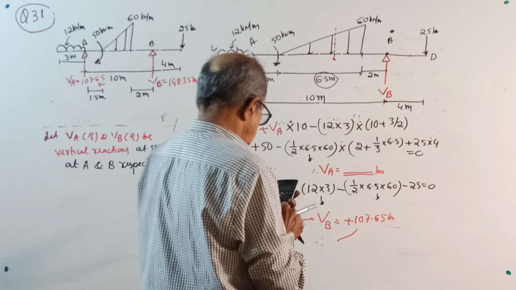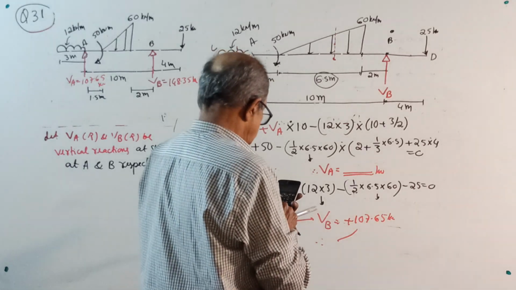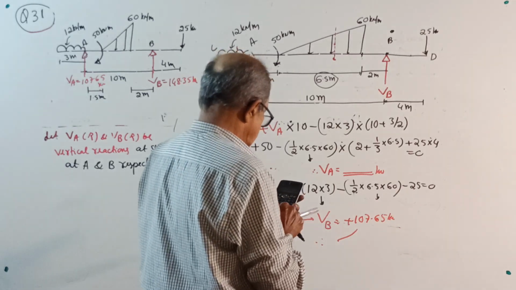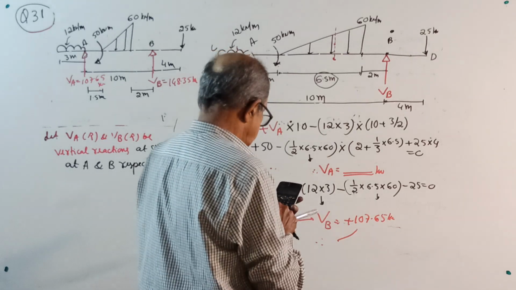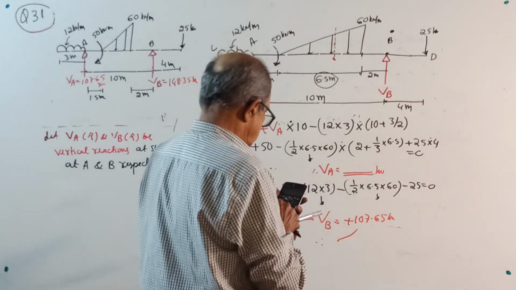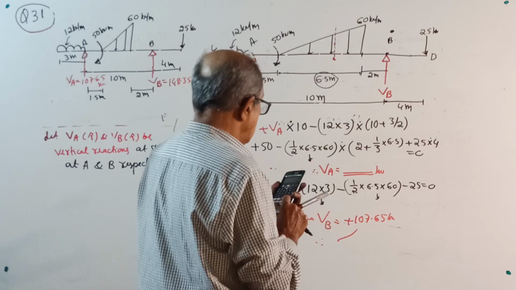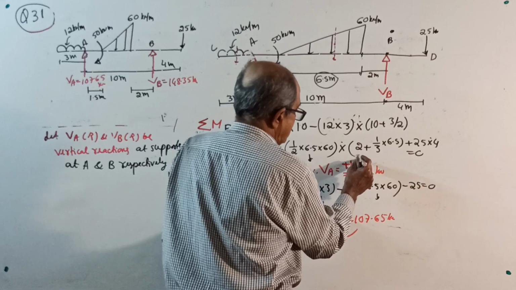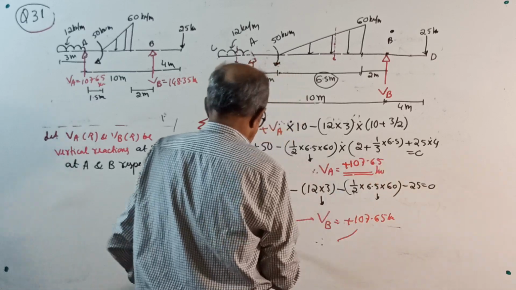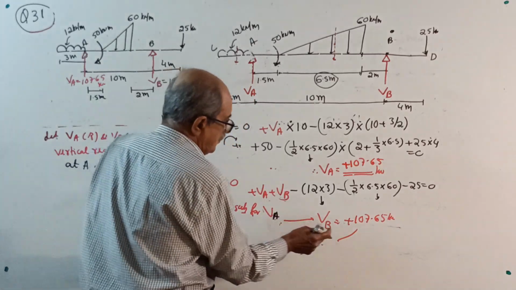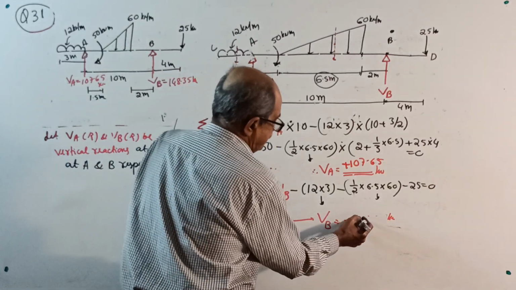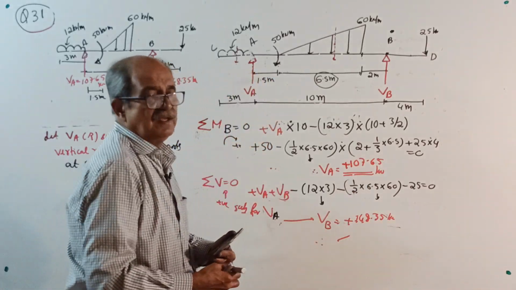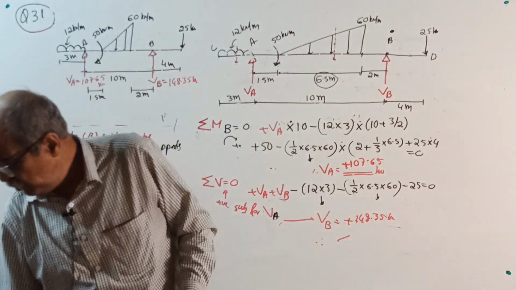Answer equals minus 50 plus half into 6.5 into 60 into bracket 2 plus 1 by 3 of 6.5, plus 25 into 4, divided by 10. I am getting plus 107.65 kilonewton. VA plus sigma V equals 0, substitute for VA, VB will come to 148.35 kilonewton. Okay. This way, if you solve the question, you get thorough practice.